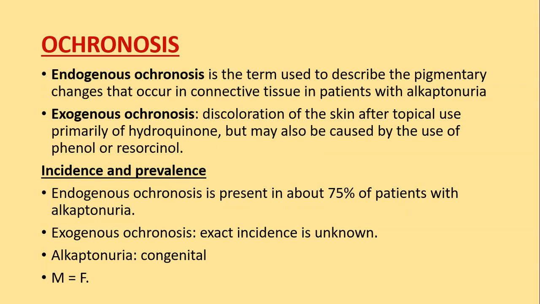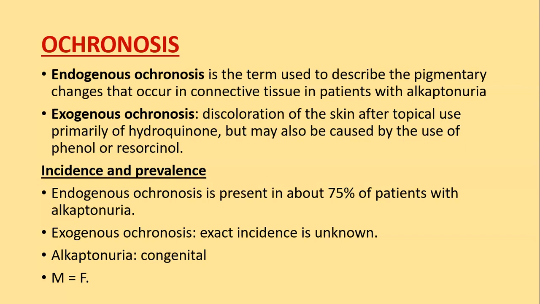And the individuals are mainly those with dark skin tone and may also be caused by use of phenol or resorcinol. The incidence and the prevalence. Endogenous ochronosis is present in about 75% of patients with alkaptonuria. Exogenous ochronosis, the exact incidence is unknown.